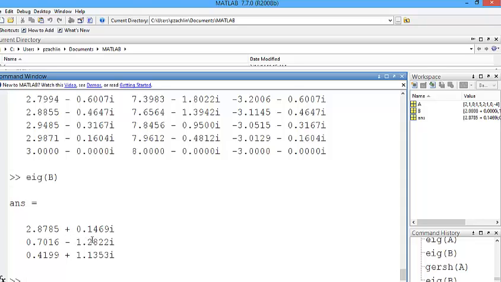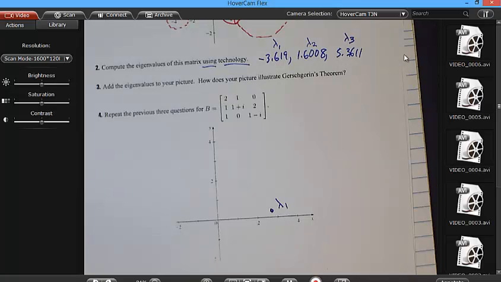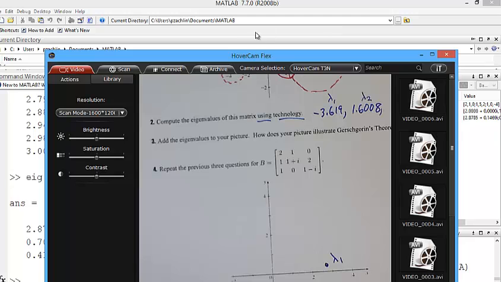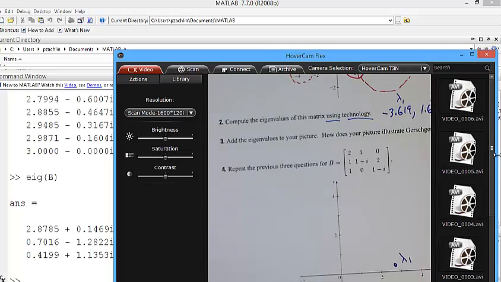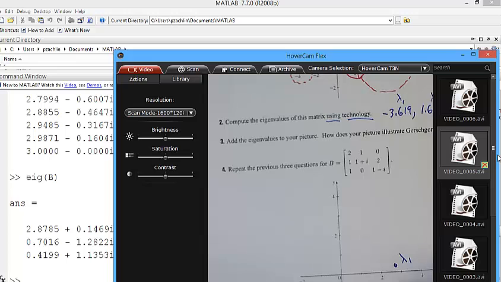2.87 plus 0.1469i? Holy moly. Now, on this, we consider i as like 1, right? So i, yeah, it means in the y direction. So it basically is telling me that my x coordinate is 2.87 and my y coordinate is 0.14. So here's lambda 1. From what I'm seeing, it's right there. You guys see that? Oops, I just got rid of it. There's lambda 1. 2.87 and then 0.14.